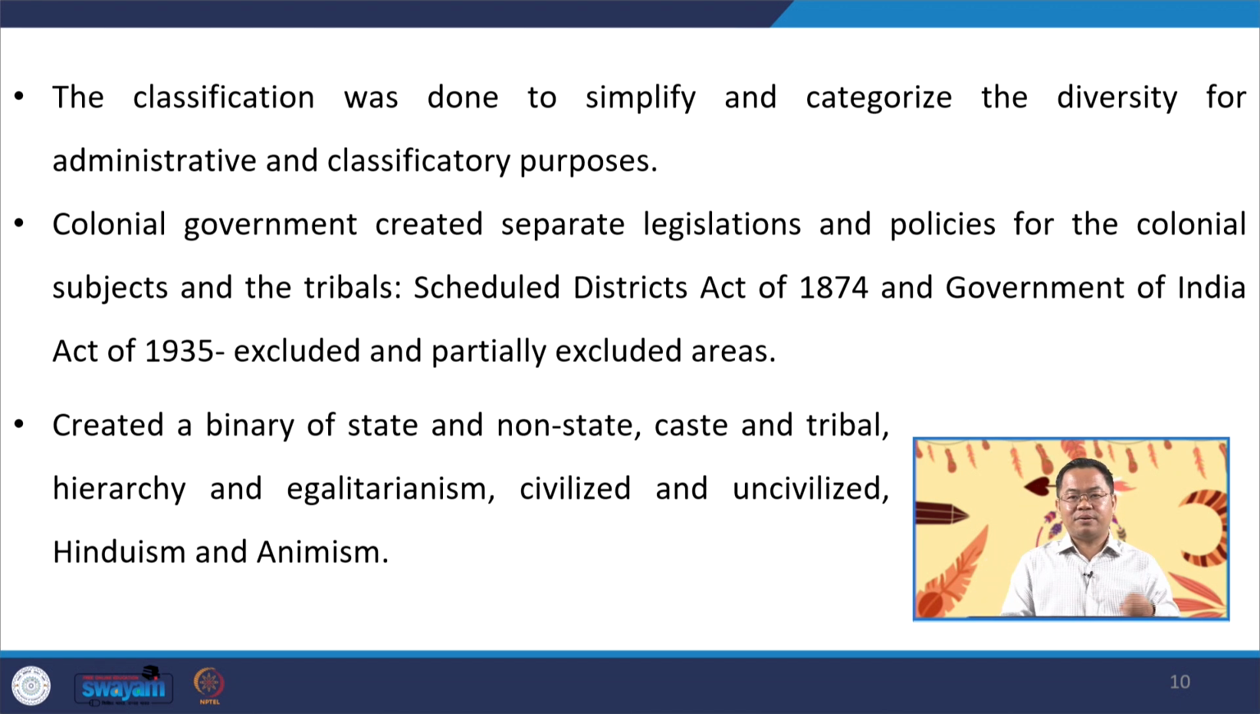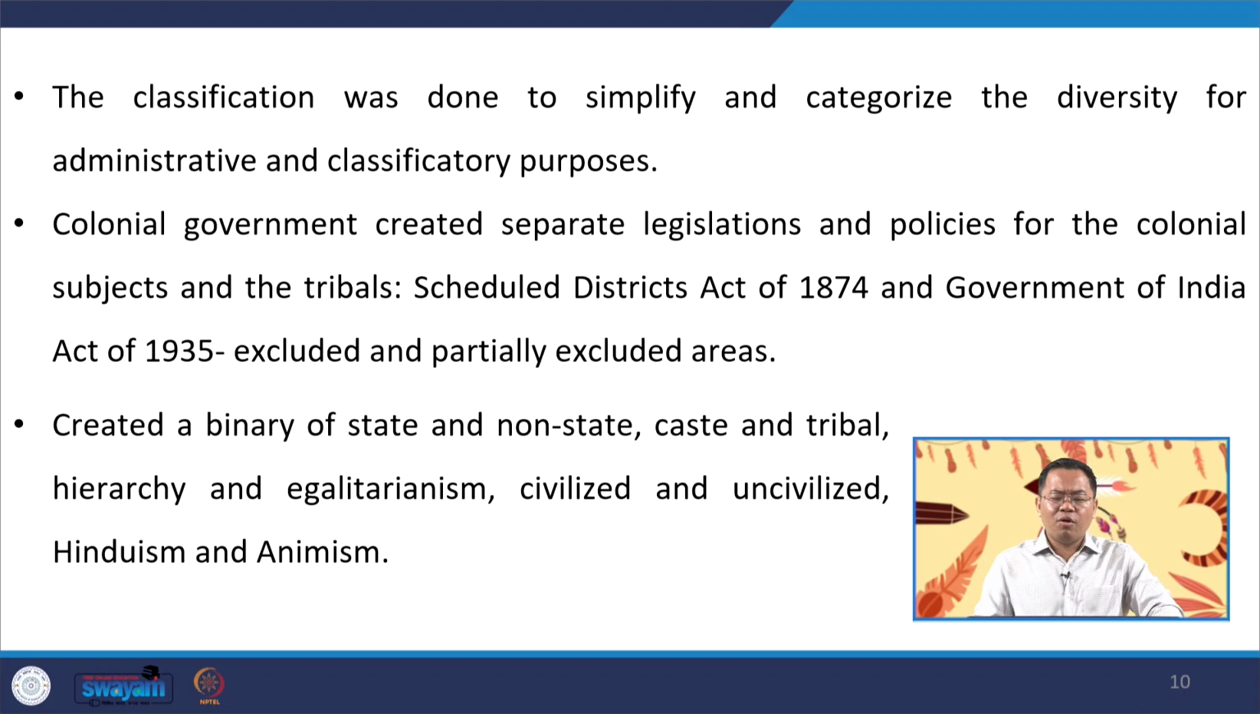In that sense, the category tribe was used to simplify the vast heterogeneous people inhabiting this vast geography, and clubbing them together under one category became very convenient for the colonial state, because in many ways they also realized that these communities are distinct, but within the tribes themselves there is a lot of distinctiveness, a lot of diversity. So, the first and foremost thing to understand about the category tribe is that it is a very useful way to simplify these very heterogeneous communities into one single category.